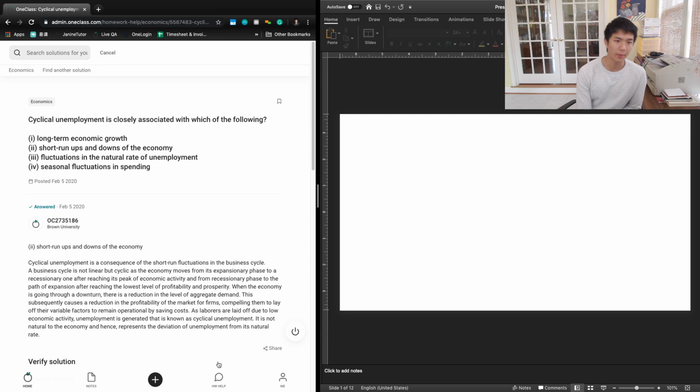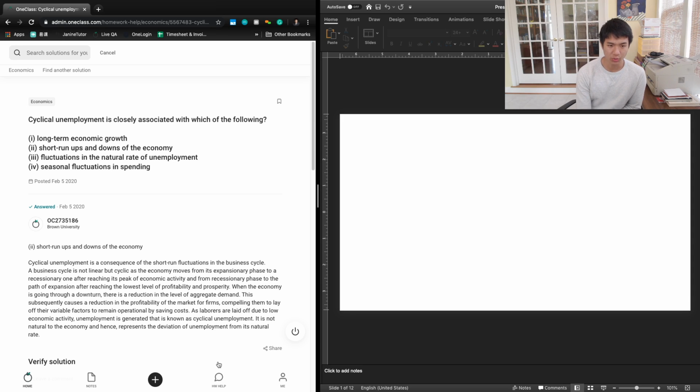2 says short-run ups and downs in the economy. This seems to be the best description for what the business cycle is. It is just the short-run ups and downs of the economy. That seems to be the closest to what the right answer might be, but we can take a look at 3 and 4 as well.